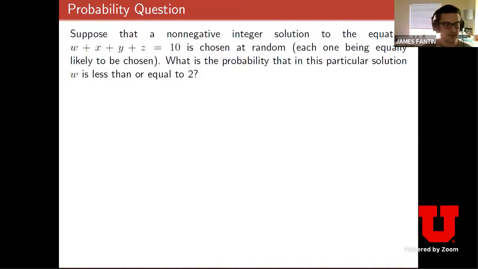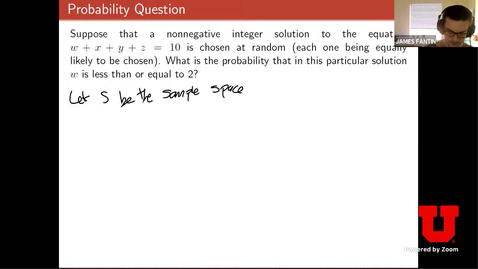Okay, so hopefully that was enough time to get a little bit started on the problem. So let's do how we start a probability problem. Well, we need to count the total number in our sample space. So let's let S be the sample space. Then what is N of S? Someone just wants to type in chat. How do we count the total number of possible non-negative integer solutions to this equation?